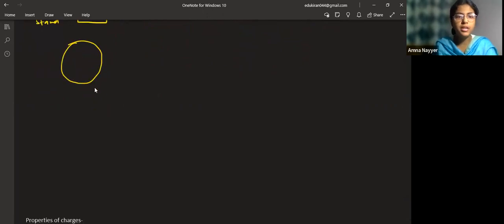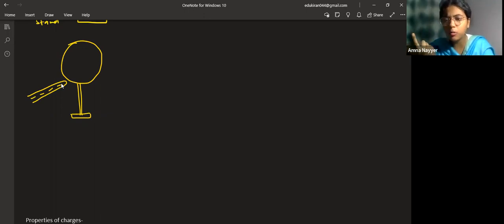So this is the sphere. This is the insulating stand. Initially, all the positive and negative charges are balancing each other. It's a neutral object. I'll bring a negatively charged rod. Now what will happen? Positive charges cannot move. They are static. They do not move.